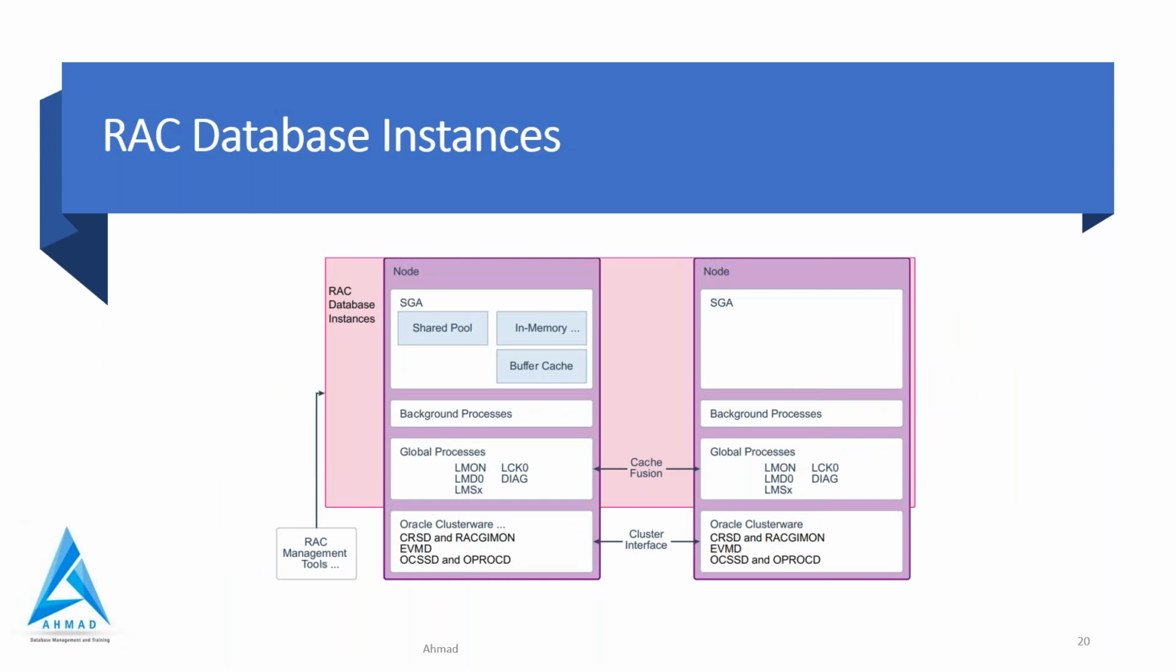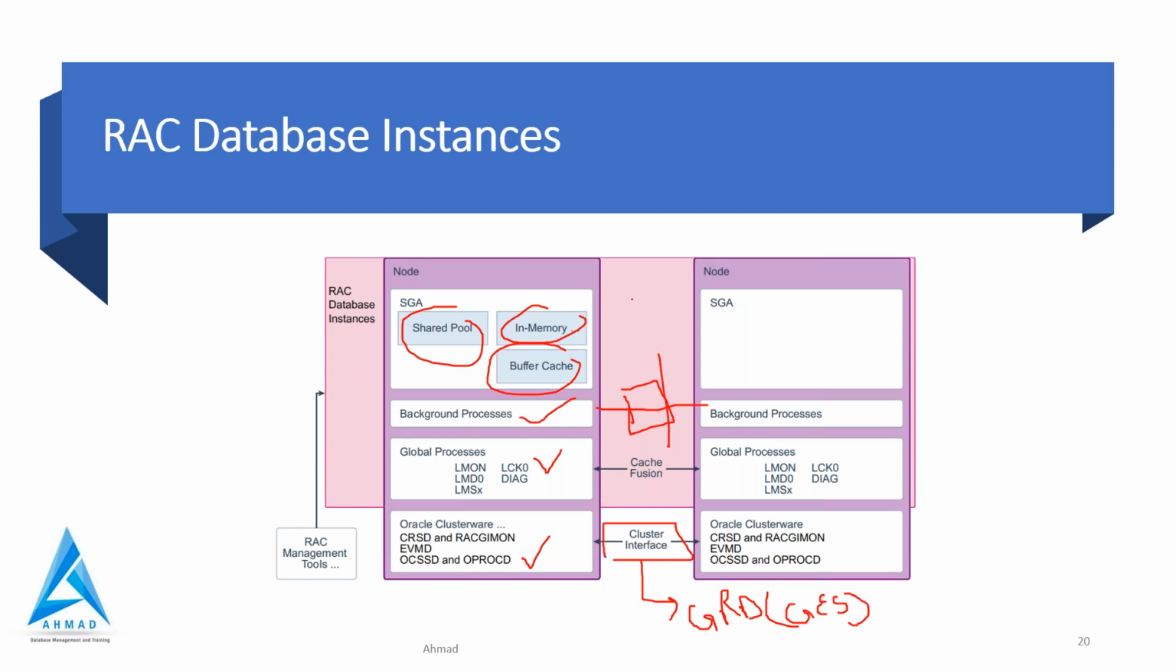If you see this picture of RAC database instances, you have the SGA in memory, you have the buffer cache, you have background processes, you have global processes, you have Oracle Clusterware, and between the two instances your blocks will be transferred through cache fusion, and your cluster interface communicates between these two. That is called the global resource directory, and indirectly you can say the global enqueue services. And this is your GCS, global cache services. So these two come under the GRD.